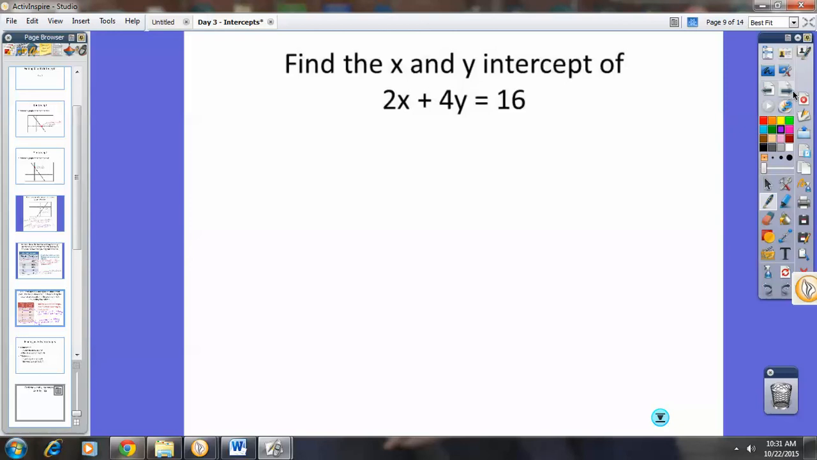Believe it or not, I use what is called the cover-up method. Have you heard of that before? The cover-up method is what I use to find the x and y-intercepts if we're given an equation.